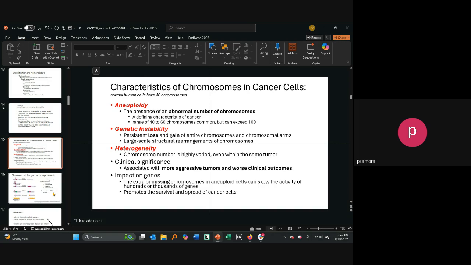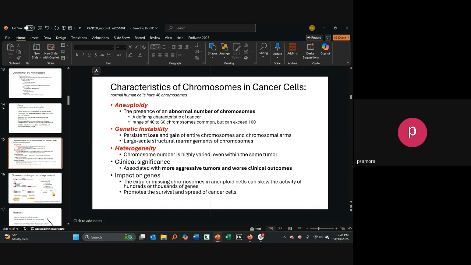This is a type of genetic instability. Again, this is another characteristic of cancer cells. They have a persistent loss, but also gain of entire chromosome and chromosome arm structures. They have large-scale rearrangements in their chromosome structure. And as I mentioned, they display heterogeneity. That is to say that the chromosome number is highly varied, and that variation can occur even within the same tumor or tumor mass.